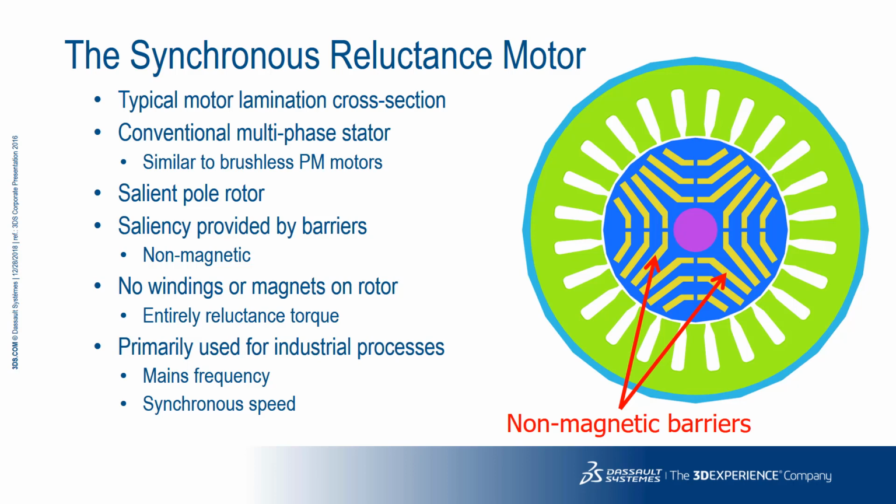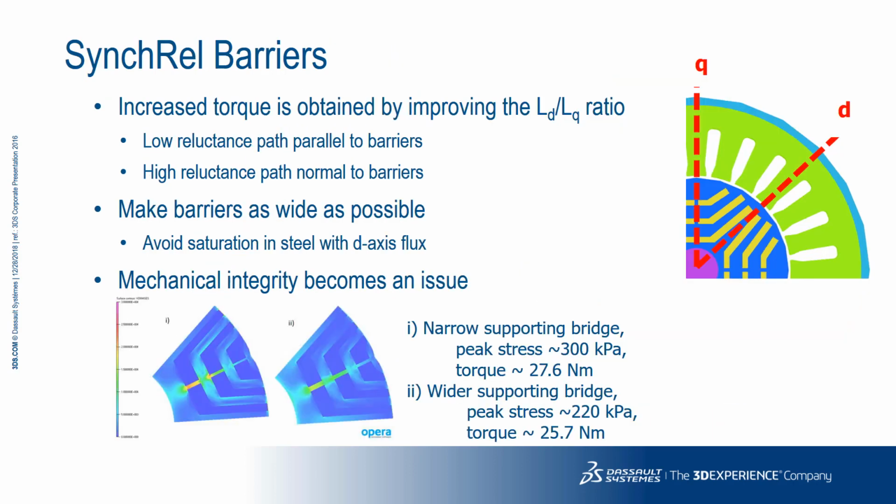In this slide, we'll take a look at why the design of a SynchRel machine is a multiphysics challenge. Magnetic flux flows freely parallel to the barriers in the rotor, and hence there's a low reluctance LD. Flux on the quadrature axis is impeded by the barriers, and hence there's a high reluctance LQ. Torque increases by improving the LD-LQ ratio. Hence we want to increase the width of the magnetic barriers, but this affects the mechanical integrity of the rotor.